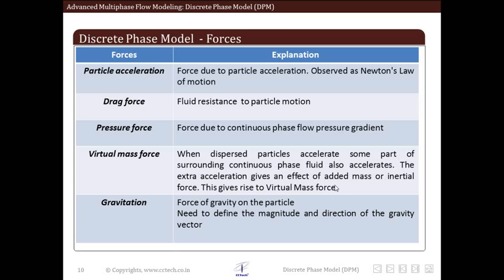This extra acceleration gives the effect of added mass in addition to the inertia of the dispersed phase. This extra mass is modeled by using the virtual mass force. Gravitational force, as we all know, is the force due to gravity. We need to define the magnitude and direction of gravity for considering this particular gravitational force.